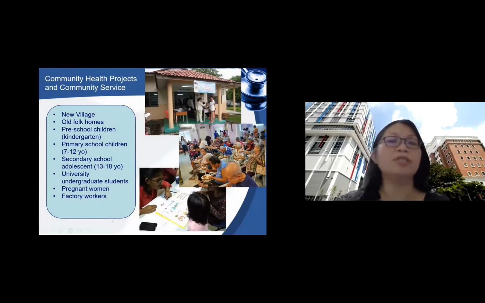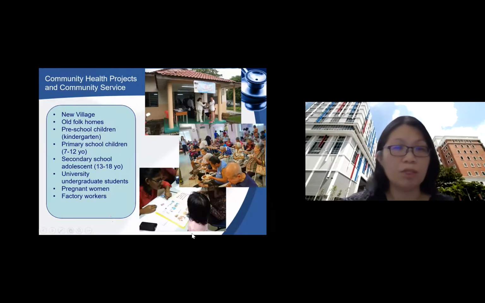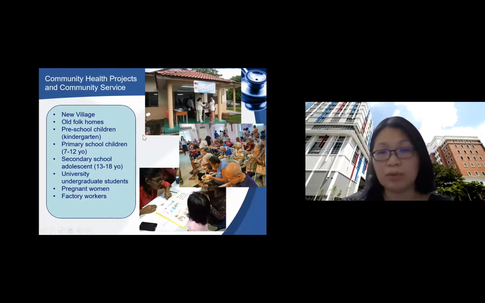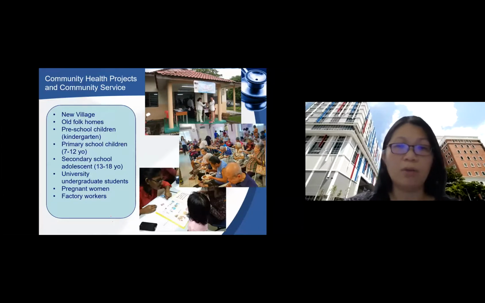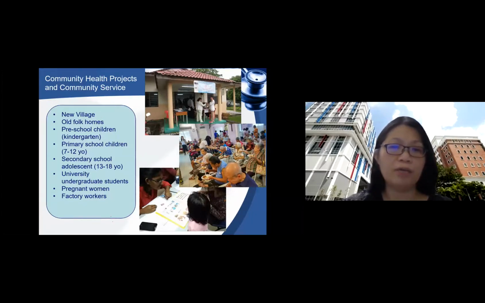Okay, this picture illustrates some of the activities that we have during our community health project. In year 2, as you may recall, we have a community health project and community health service to different target groups in society. Over the past 10 years, we have had community health projects in different settings, like new villages, old folks homes, preschool children, primary school children, secondary school children, university students, pregnant women, and factory workers. These are some of the pictures we took during the activities, and this is the feast that we organized to entertain the old folks during the health promotion activities.